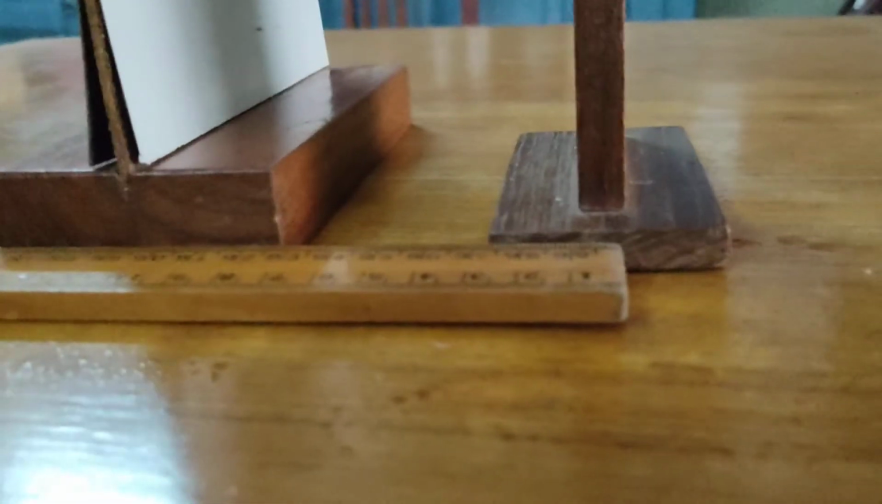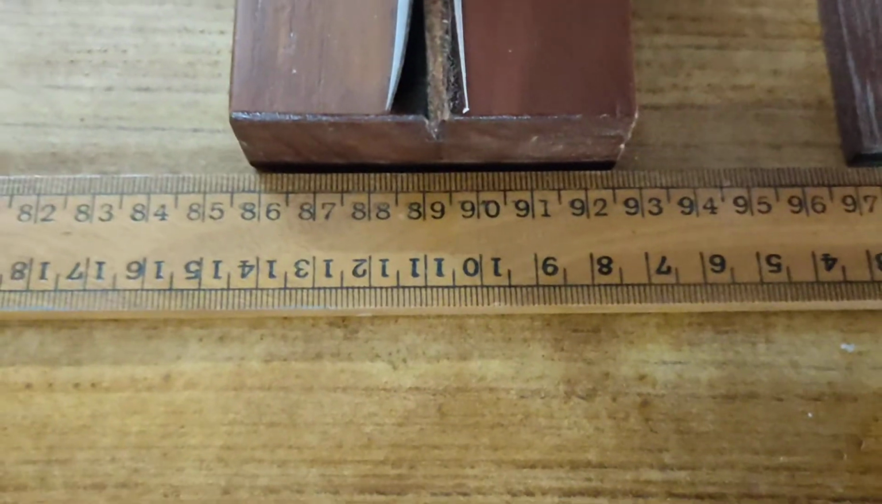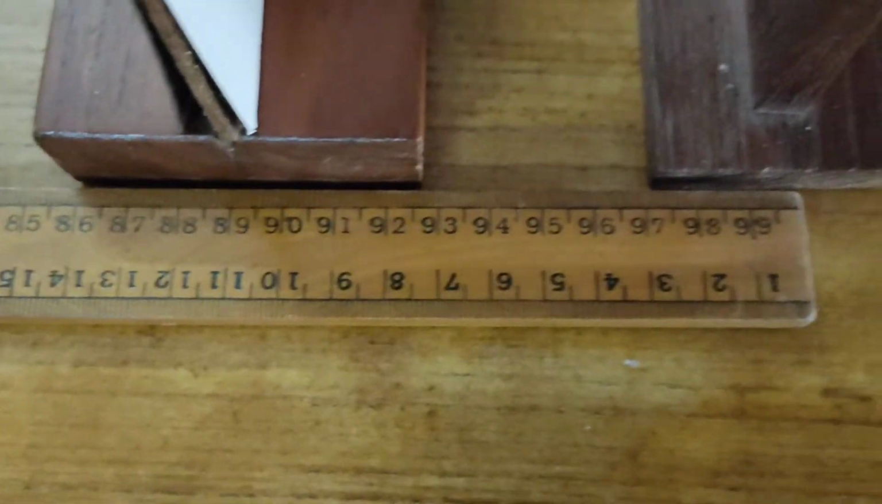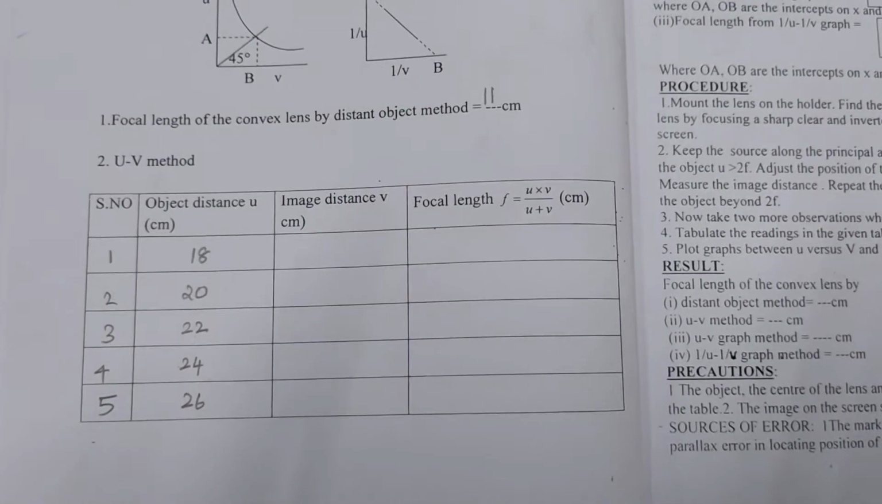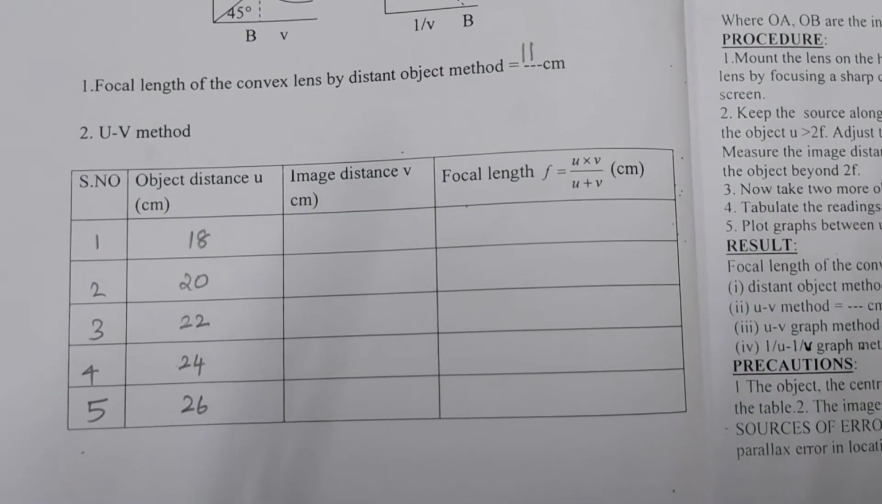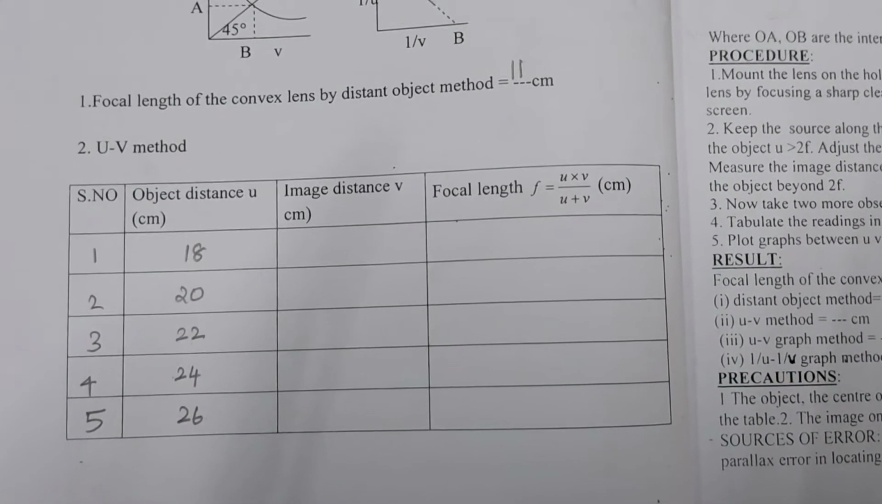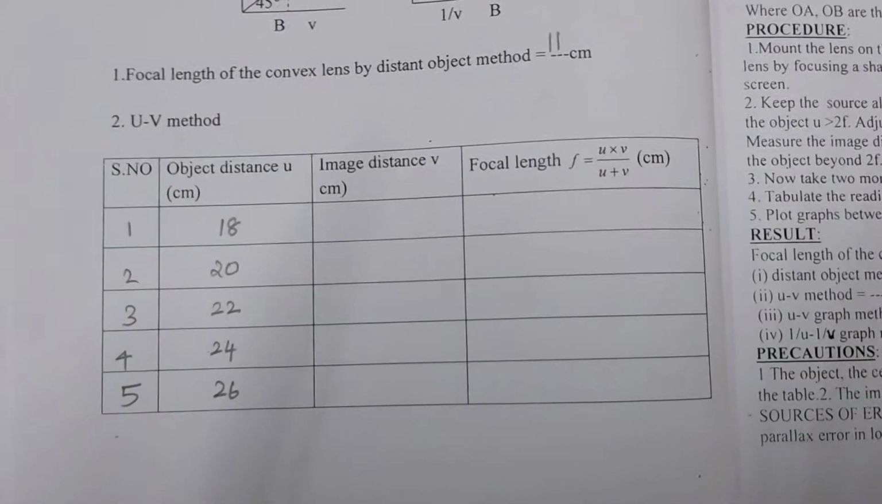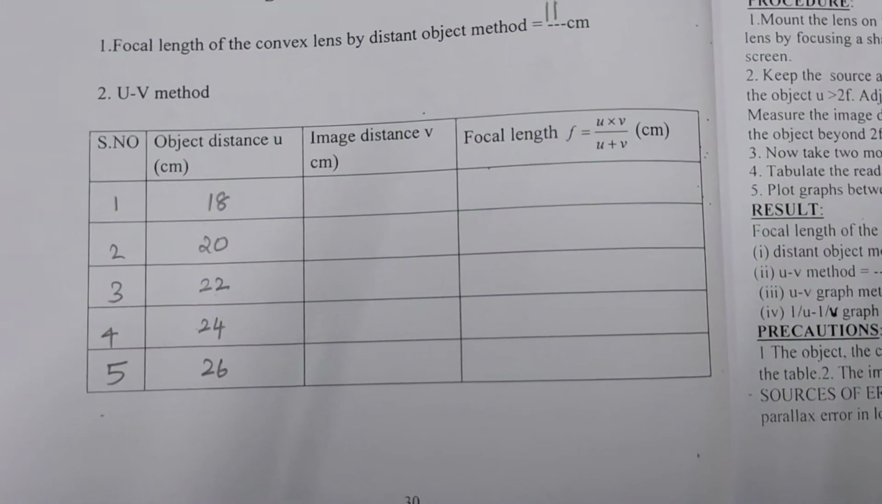You have to take the reading from the center of the lens stand to the center of the screen. Now the reading here is 11 centimeter. So the approximate focal length of the given convex lens is 11 centimeter. Here you can notice from the tabular column we have written focal length of convex lens by distant object method is 11 centimeter, and we have filled in the object distance U.